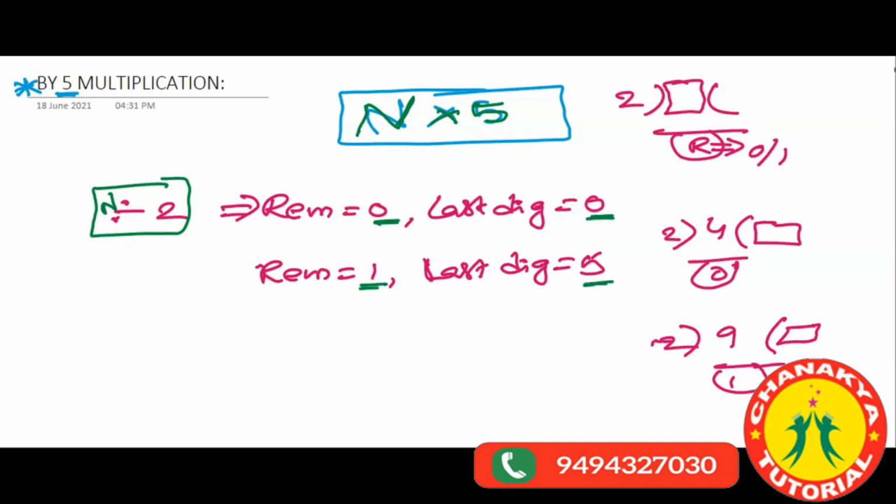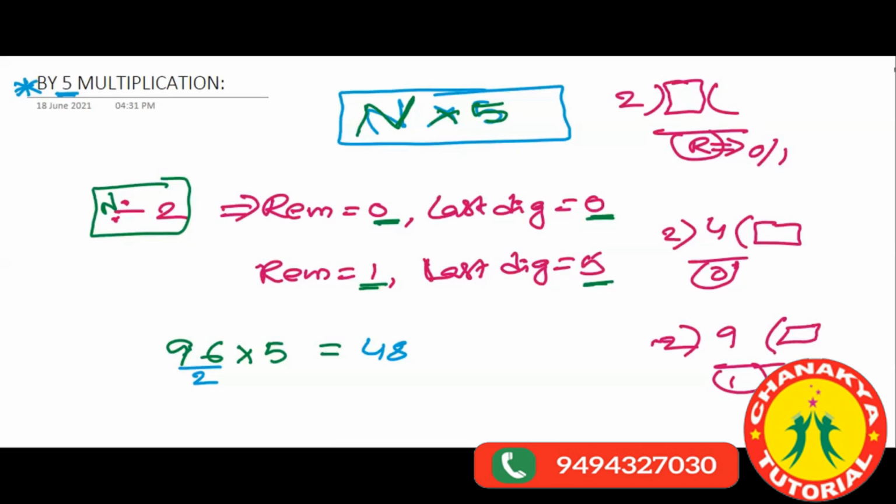Let us apply this on any number, suppose I take 96. Actually, we have to multiply by 5, but we don't multiply it by 5. We will divide this number by 2. Tell me, 96 by 2. In 9, it is 4 times. Yes, sir, 48. Then 16 means 8. So it is 48.